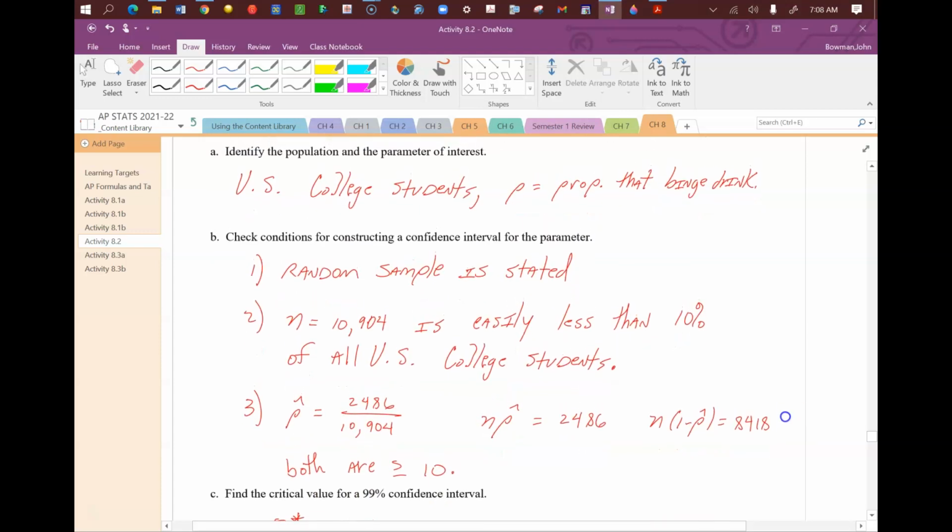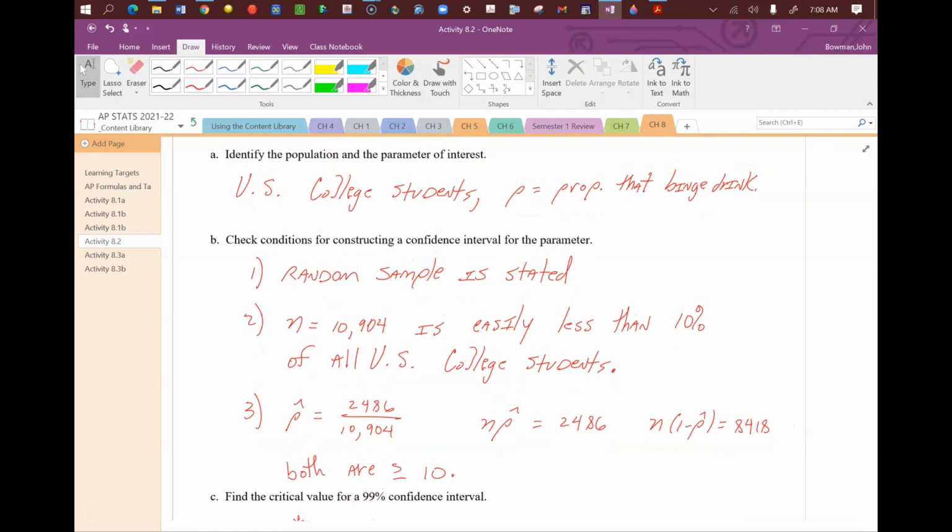So we're checking our conditions. Random sample. Make sure that when you check your conditions, you justify them. You don't just think through them in your head or write down something like random sample. Writing down something like random sample does not clarify whether or not you think the condition was met, you know the condition needs to be met, or it was actually met. So say things that are clear, like random sample is stated, which is the case in this scenario. The sample size is 10,904, and I think it's reasonably easily less than 10% of all U.S. college students.